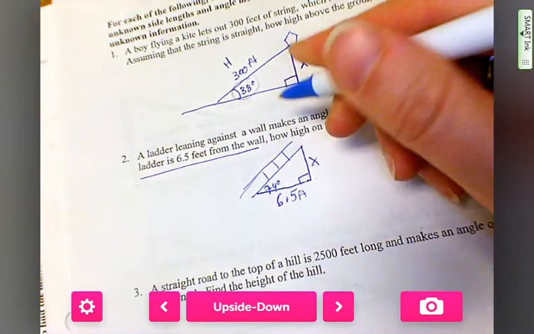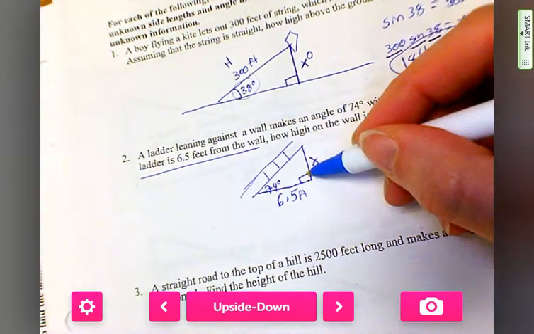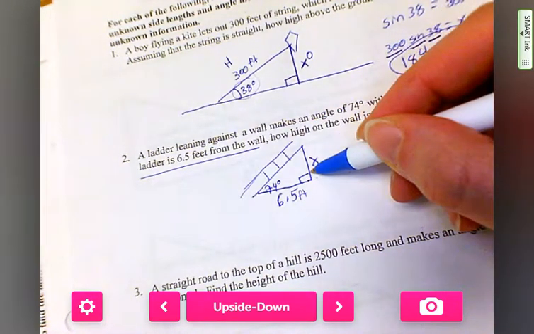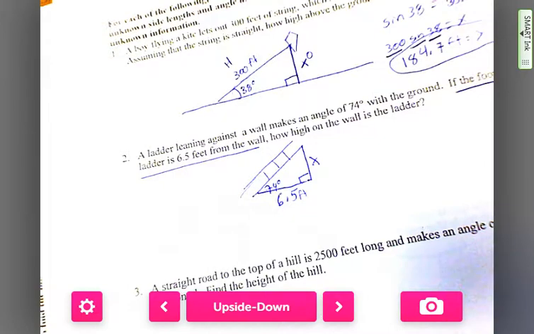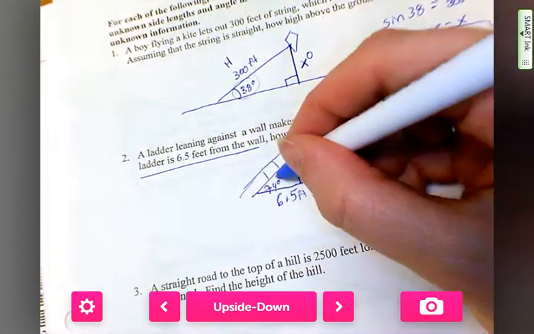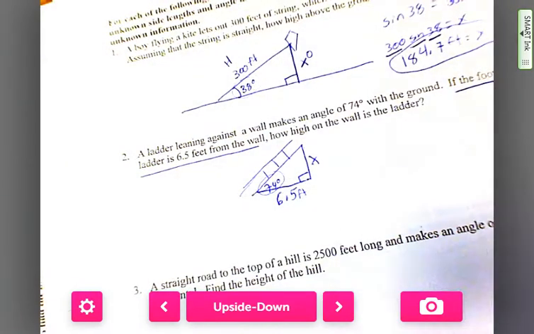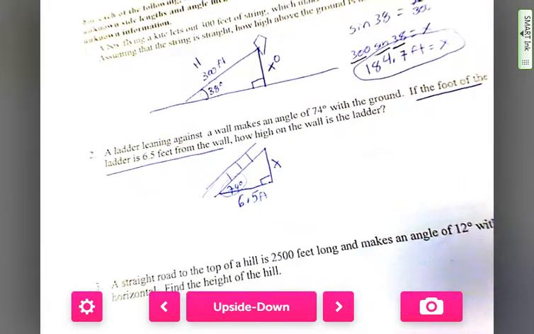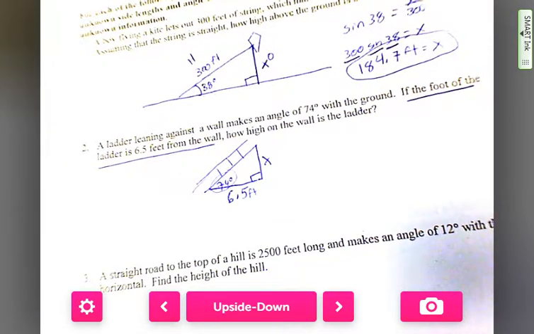Because it says how high on the wall is the ladder. So how high up is it? It didn't ask me what's the length of the ladder, right? That would be the hypotenuse. All right, so I'm looking at angle 74, right? Listen to what I mean, not what I said. Looking at angle 74.